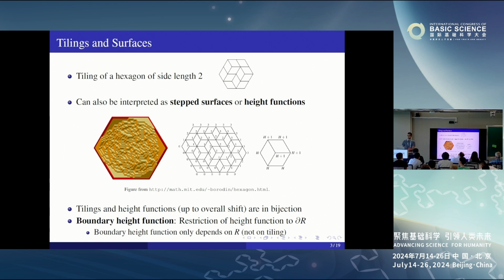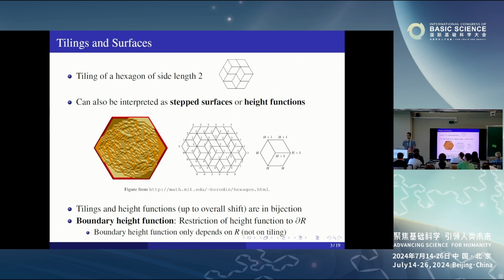Okay, so now the boundary height function is simply the restriction. If I have any height function on my domain, it's simply the restriction of the height function to the boundary of the domain. So for example, here is a height function on the hexagon. It's defined everywhere. If I restrict the height function to the boundary of the domain, it's 0 on these two sides of the boundary. It's 3 on these two sides of the boundary. It's linearly increasing here.